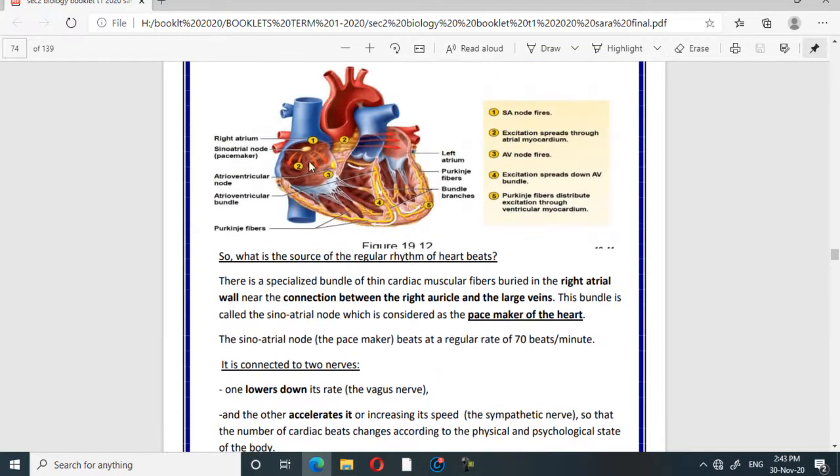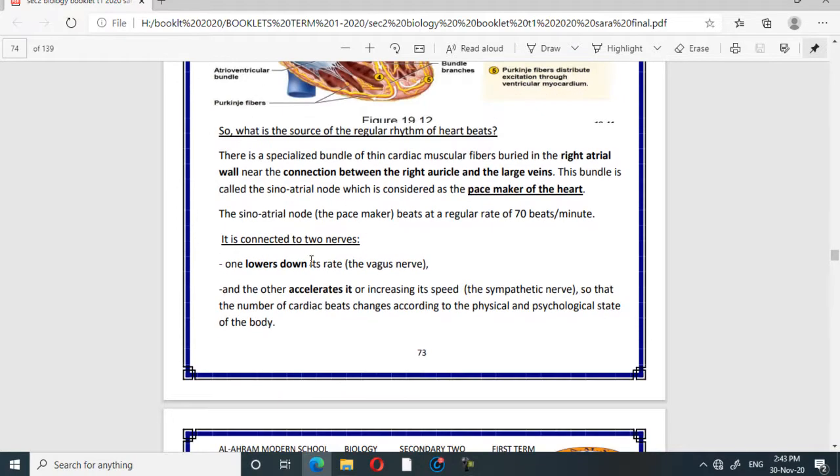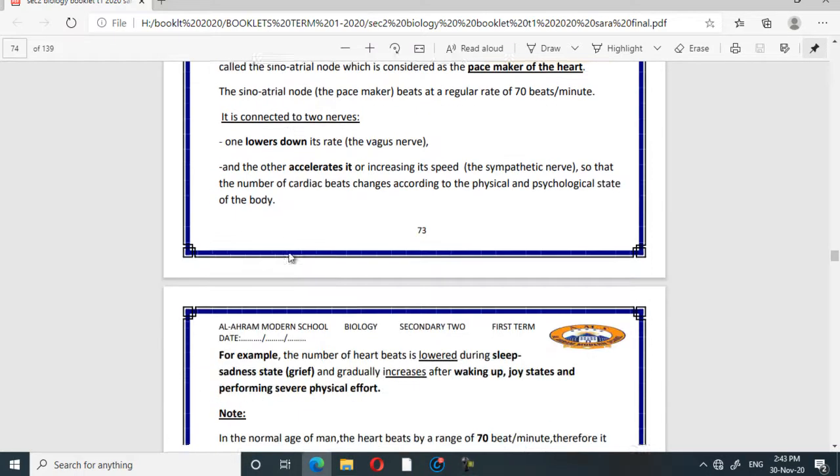Also, this node is connected by two nerves that control the heartbeats. The normal heartbeat is 70 beats per minute, but the two nerves can increase or decrease the heartbeats. One of them accelerates the heartbeats and the other decreases them. The sympathetic nerve increases it during vigorous exercise or excitation, and the parasympathetic nerve decreases it during sleeping or sadness.